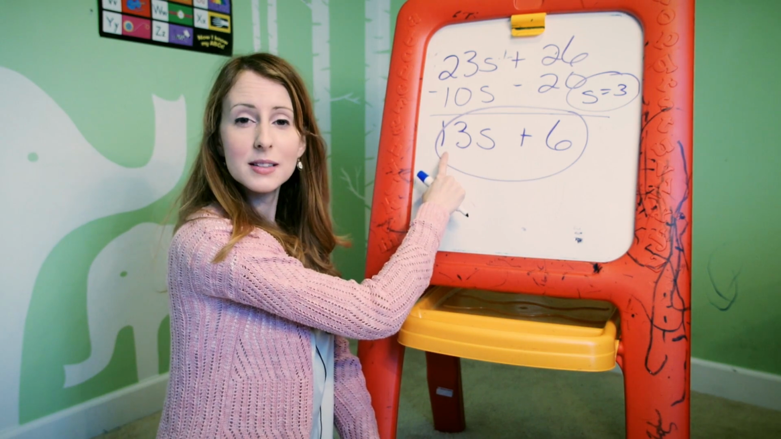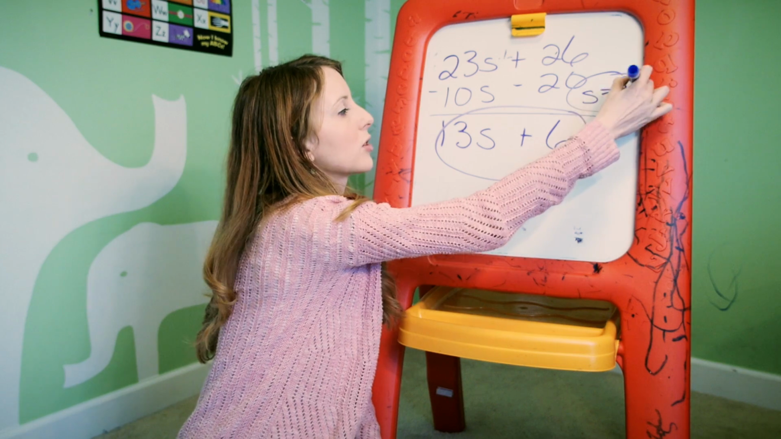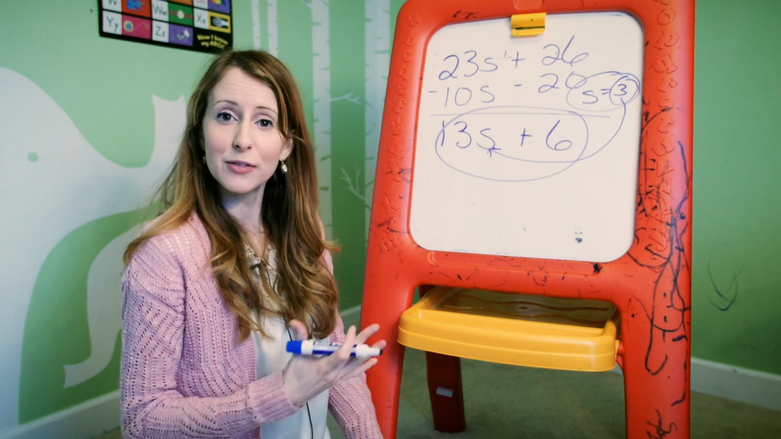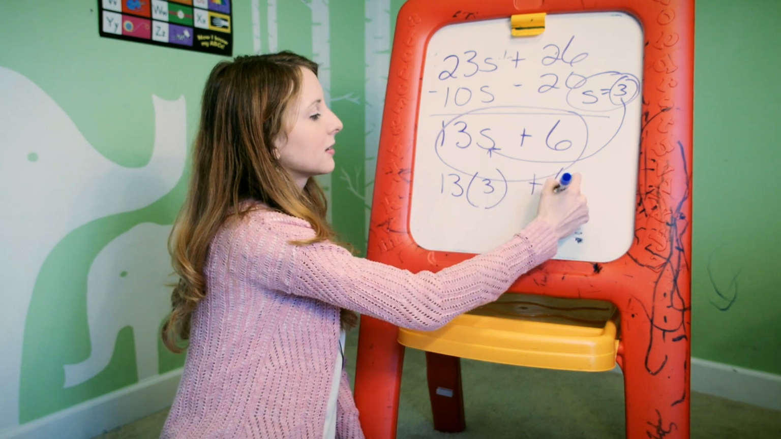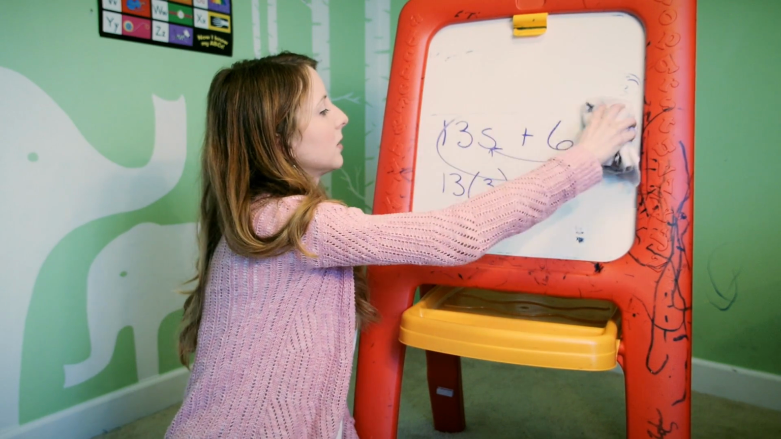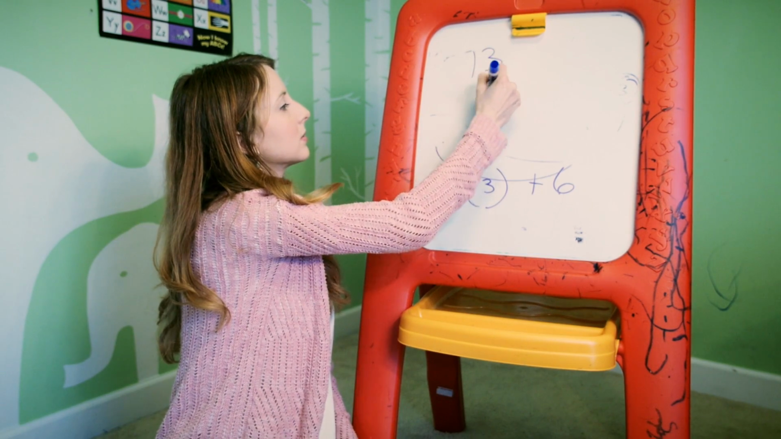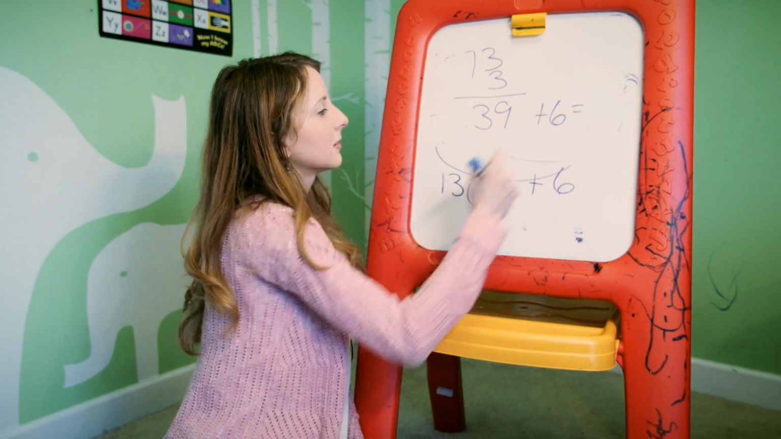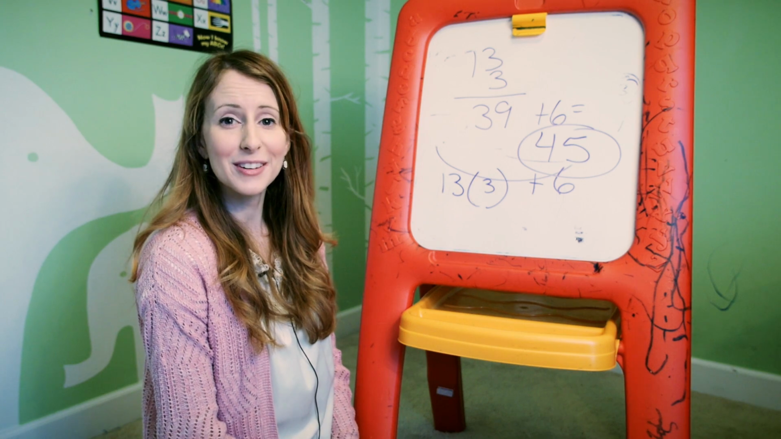We have it here as an algebraic expression. And now what we can do is substitute the value of s, which is 3, into our algebraic expression, and that will churn out the length of the third side for us. So we're going to take 13 times 3 and add 6. We have 13 times 3, 39, plus 6 is equal to 45. The length of the third side is 45.